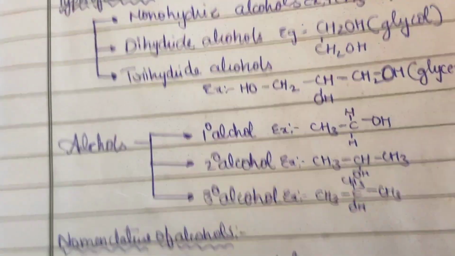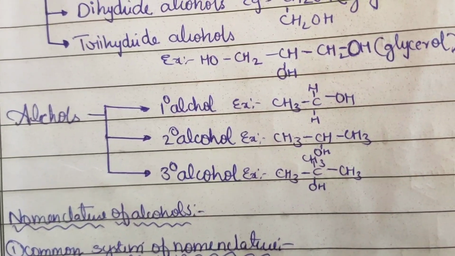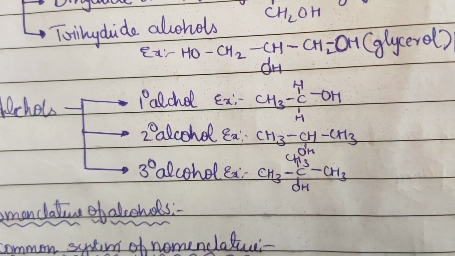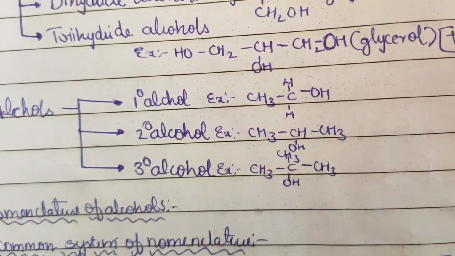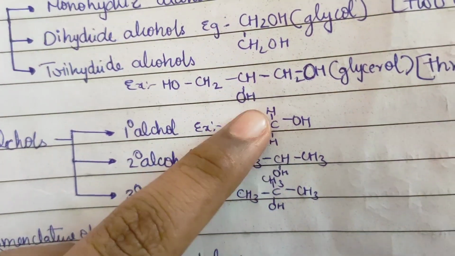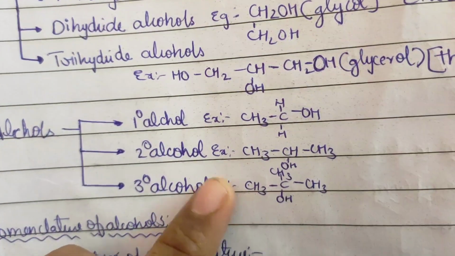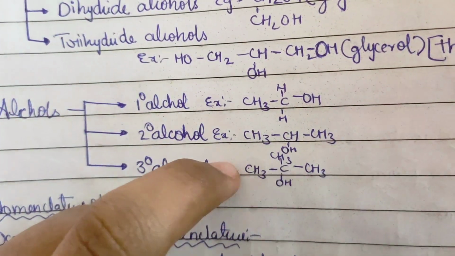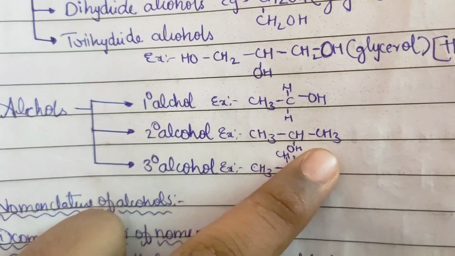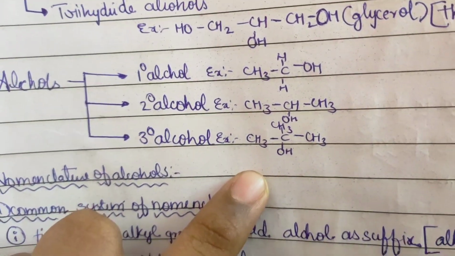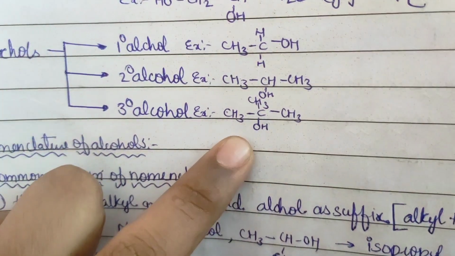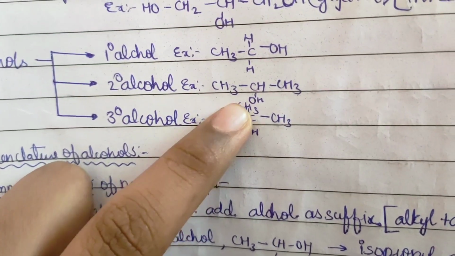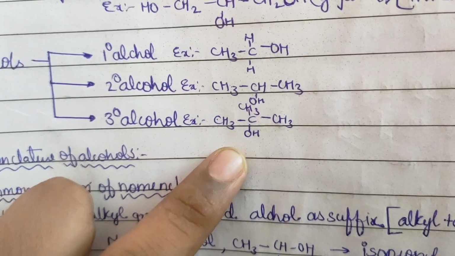Now alcohols are of three types: primary, secondary, and tertiary. Primary alcohol, for example, here you can see C is attached to CH3, 2H and OH. Then secondary alcohol, that is CH attached to OH, then CH3. Then tertiary alcohol, attached to three groups of CH3 and OH.